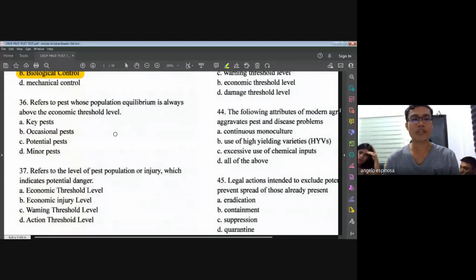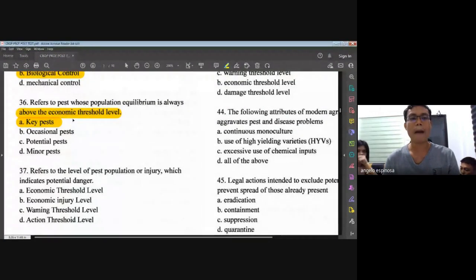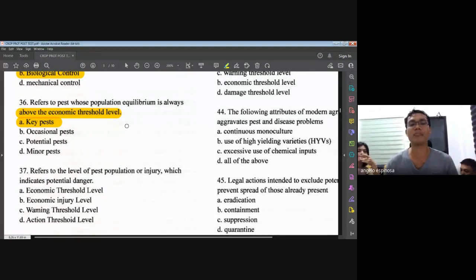Number 36 refers to pests whose population equilibrium is always above the economic threshold level. The correct answer is key pests. Okay? The correct answer is key pests for number 36. Always remember, what are you going to remember there? No? Above. Always above the population, above the equilibrium of the economic threshold level.